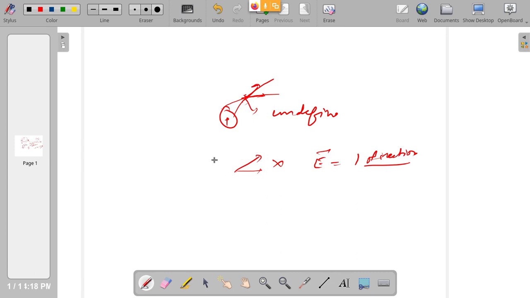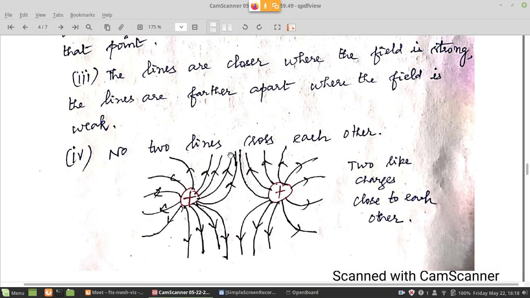Therefore, we cannot have two lines of force representing that point, and hence we can say that they can never intersect. Lines of force can never intersect. So these are some of the properties of electric lines of force.